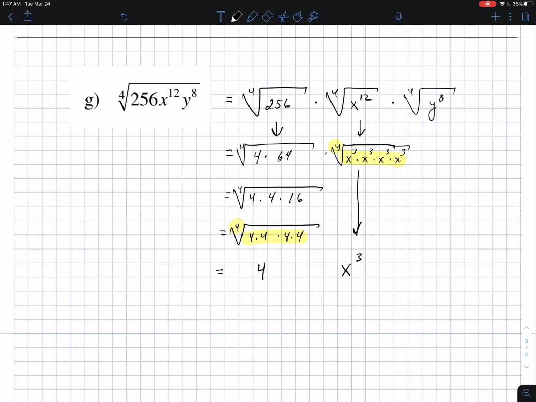Let's do the same thing with the last one, the fourth root of y to the 8th. Now we're going to see if we can get 4 things that we can combine to make 8. I'm pretty sure you already know what we have here. So let's do y squared times y squared times y squared times y squared. Does that give you y to the 8th? Yep. And there's how many of them? 4 of them, same as the index. Therefore, we pull only one of them out, and we get y squared. So the answer here is 4x cubed y squared.